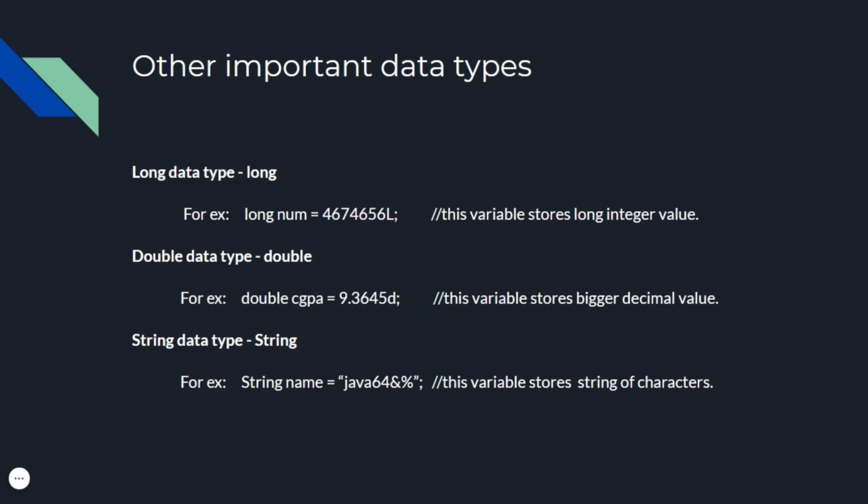Since for float we are always asked to use the F, I would suggest you to go with the double data type always when you take up a decimal number. In all my tutorials I'm going to use only the double. I'm not going to use the float data type. So make sure you get accustomed to that.